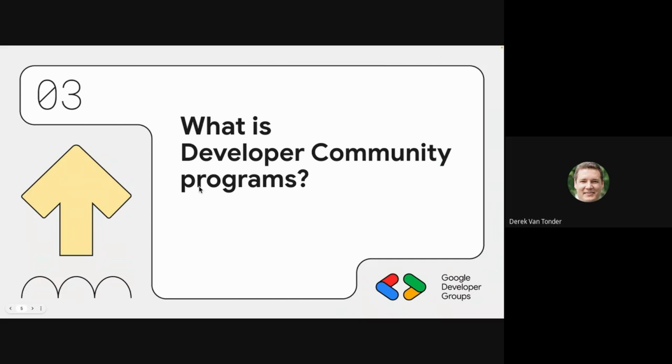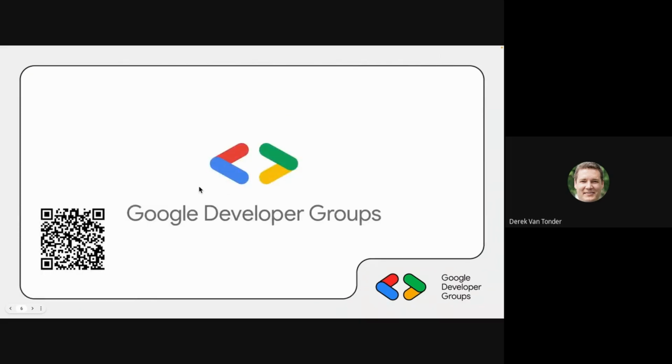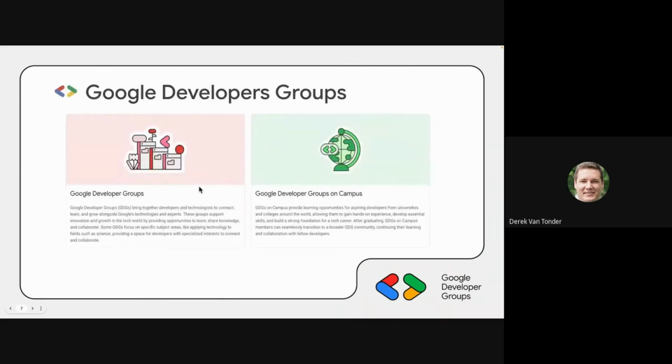So what are the Google Developer Community Programs? There are a few different programs, but maybe I can talk about Google Developer Groups. You can just scan the QR code to join the group. Google Developer Groups are really global developer communities. There are over 900 chapters across 138 countries, so it is truly a global developer community that Google is supporting. There are two different programs under Google Developer Groups: GDG, Google Developer Groups, for professional developers, and Google Developer Groups on Campus for university developers.